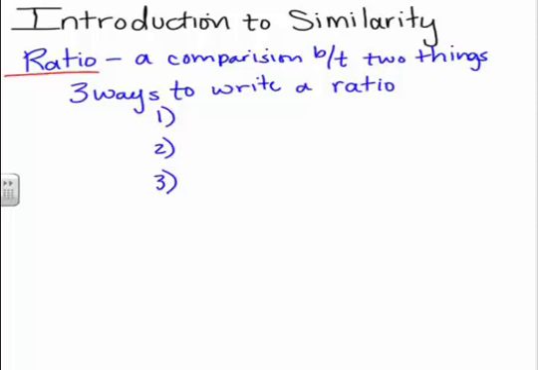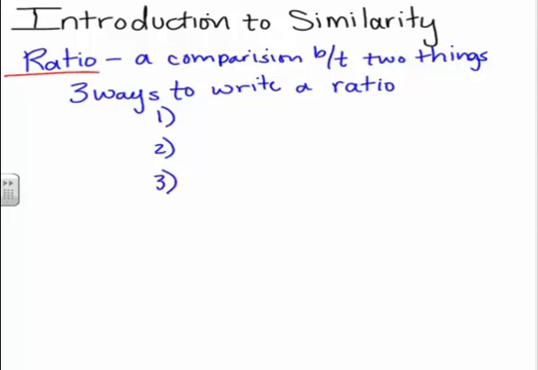The next unit we will be discussing is similarity. When you're talking about two or more figures that are similar, you will use proportions to find out information at times. So let's review this topic. First thing we need to discuss is the word ratio. What is a ratio? A ratio is a comparison between two things.